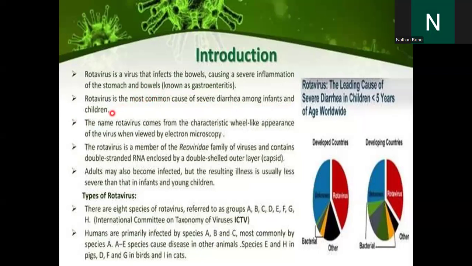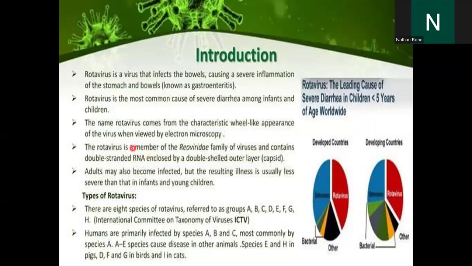Okay. The name rotavirus comes from the characteristic wheel appearance of the virus when viewed on electron microscopy. Okay, basically it looks like a wheel. The rotavirus is a member of the Reoviridae family of viruses and contains double-stranded RNA enclosed in a double-shelled outer layer, a capsid.